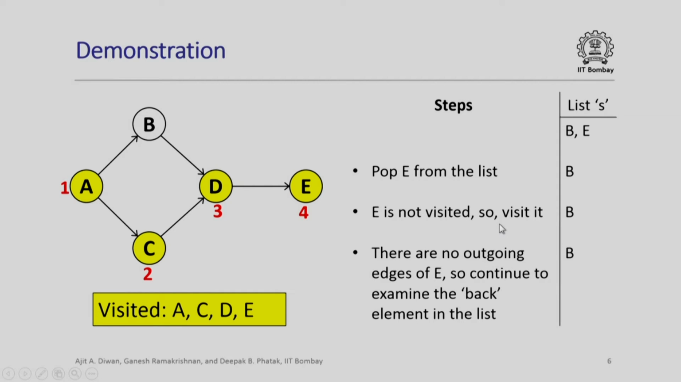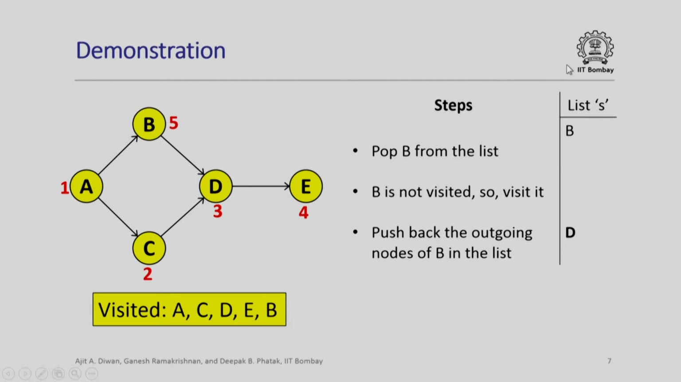Since there is nothing else to be done, we have to continue to examine the back element of the list. The only element on the list that is remaining now is B. So, we will now have to visit B. Let us look at this element B. We pop B from the list. Since B is not visited, we visit it. Now, we have to push back all the outgoing edges from B. The outgoing nodes from the B is only one, that is D. So, we push D on the list. So, list still contains D.